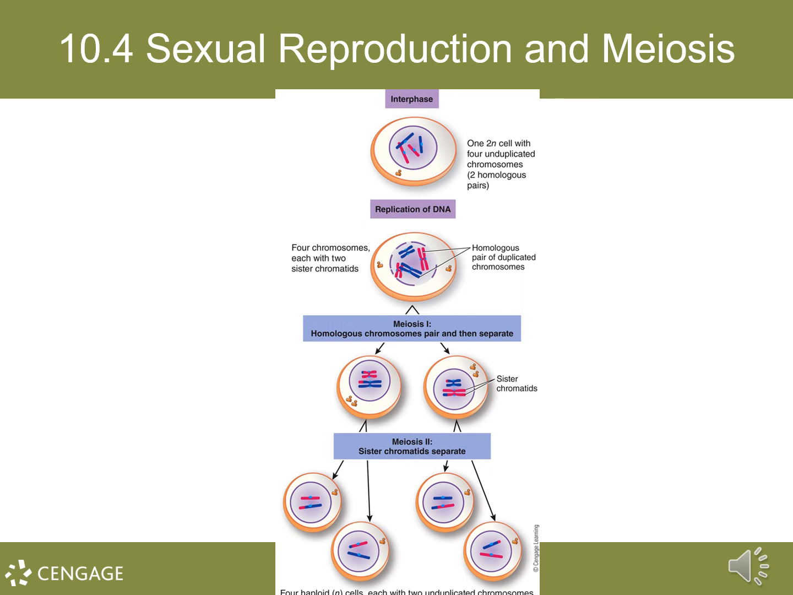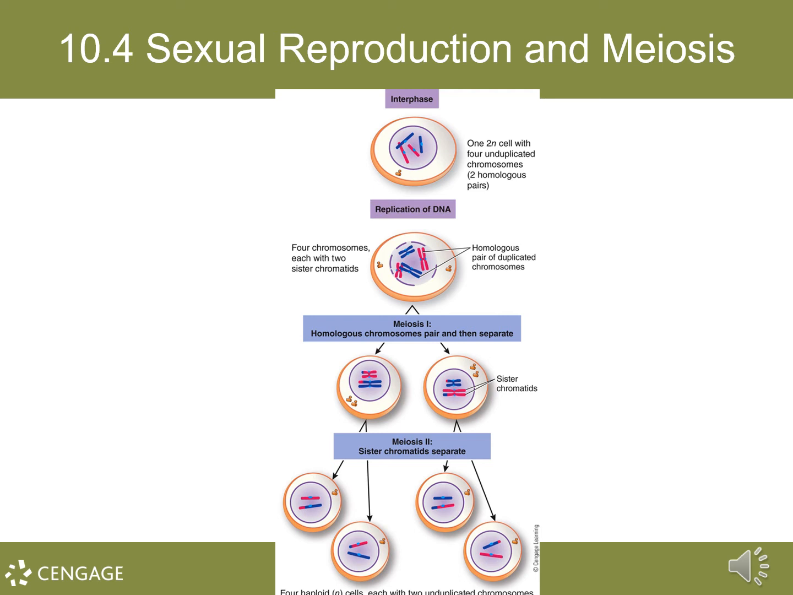And it's going to be a very specific half. We're going to make sure that we have one of each pair. So your eggs and your sperm have 23 chromosomes, whereas the rest of the cells in your body have 23 pairs of chromosomes. And so we're going to be looking again at sexual reproduction and meiosis for the next bit.